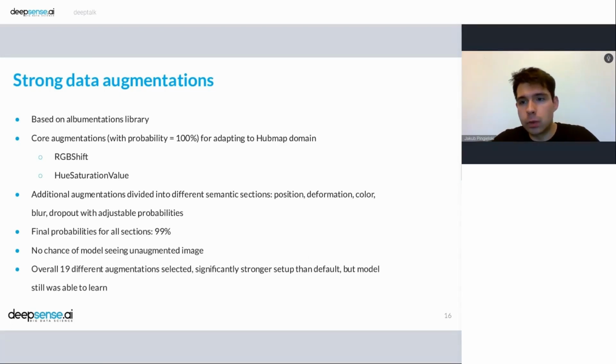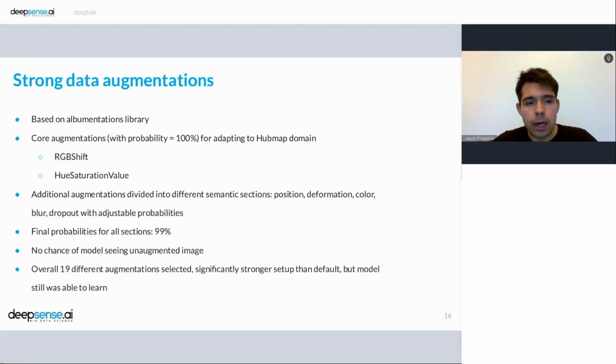Let's see what worked in this competition. I think the most important aspect in this competition was applying very strong data augmentations for training images. So I used the Albumentations library, and I had 2 core augmentations that I applied to every image during training. I did so to adapt those HPA images to the HuBMAP domain. Those augmentations were RGB shift and hue saturation value.